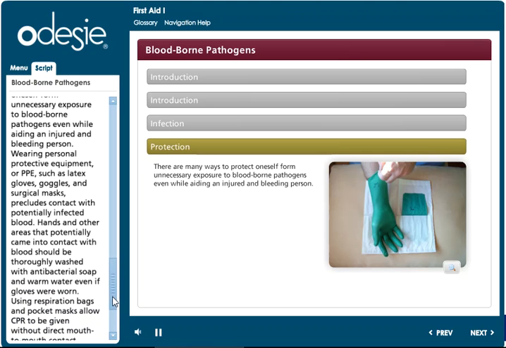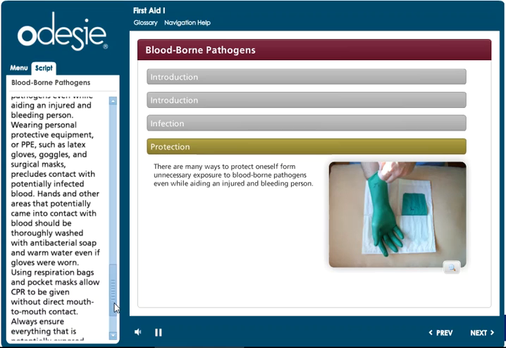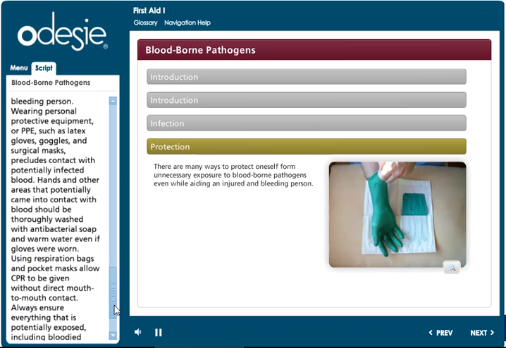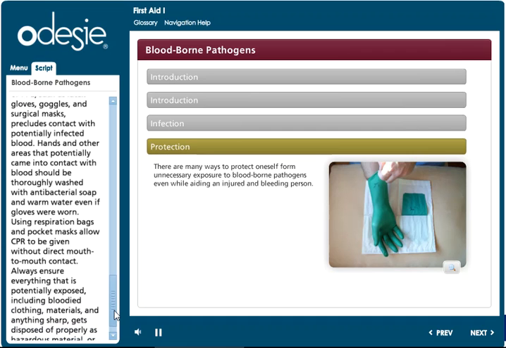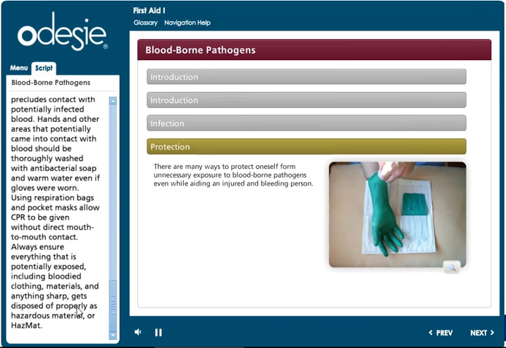Using respiration bags and pocket masks allow CPR to be given without direct mouth-to-mouth contact. Always ensure everything that is potentially exposed, including bloodied clothing, materials, and anything sharp, gets disposed of properly as hazardous material, or hazmat.